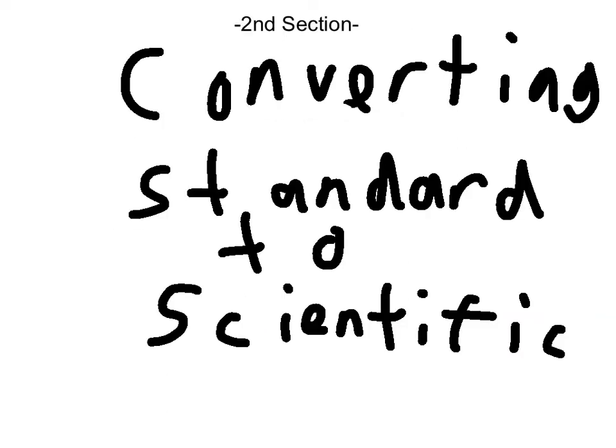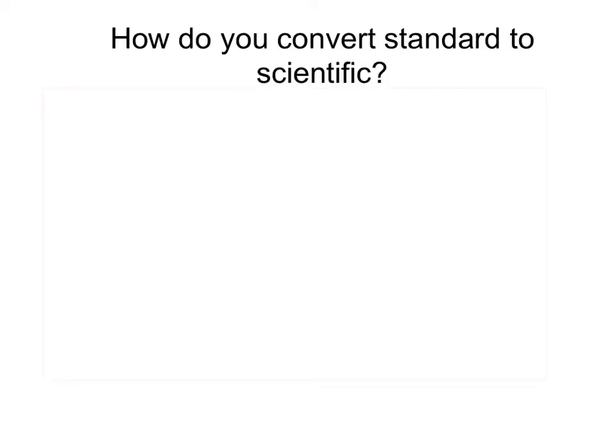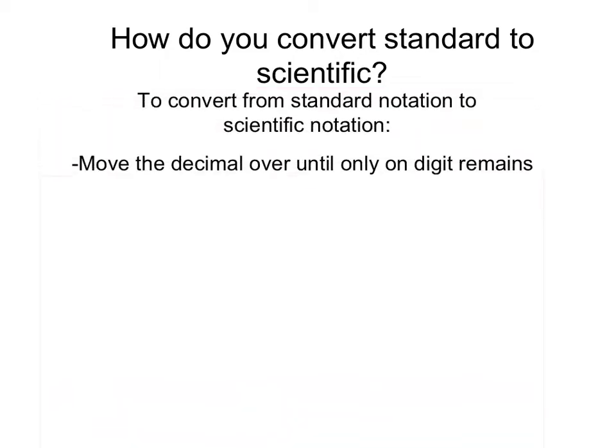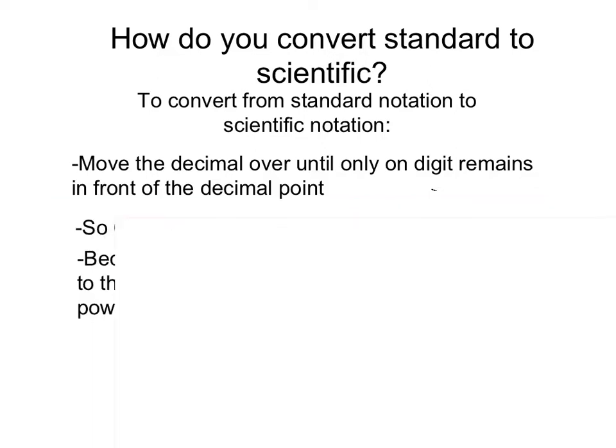Second section, converting standard notation to scientific notation. How would someone convert something from standard notation to scientific notation? It's very simple. For any number greater or equal to 1, such as 6,590,000, move the decimal point over until only one digit remains in front of the decimal point. So 6,590,000 would become 6.59. Then, because the decimal point moved 1, 2, 3, 4, 5, 6 spots, 6.59 would be multiplied by 10 to the 6th power.